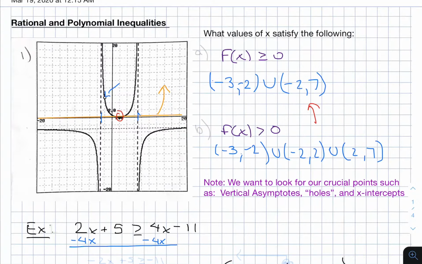But to determine the x values for which the function was greater than or equal to 0, we had to actually determine the vertical asymptotes, the holes, and the x-intercepts. So these are something called our crucial points in order to determine the parts for which the function is greater than or equal to 0. Let's take a look at a few examples.